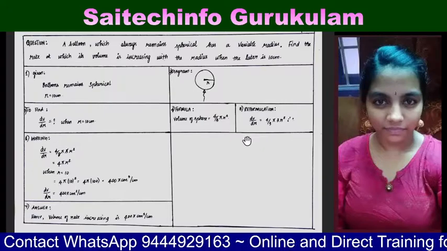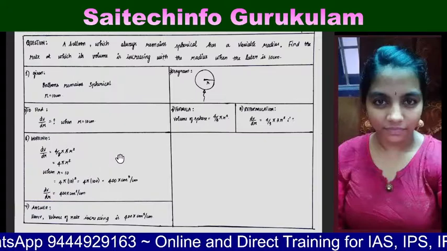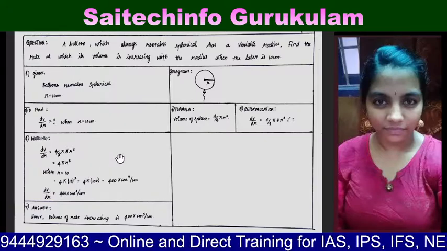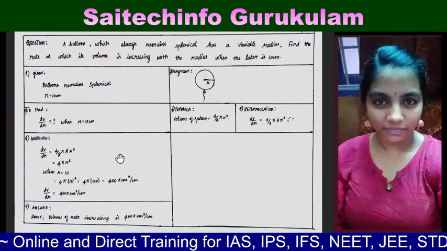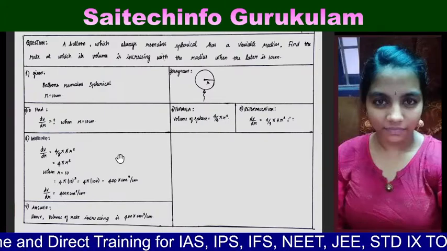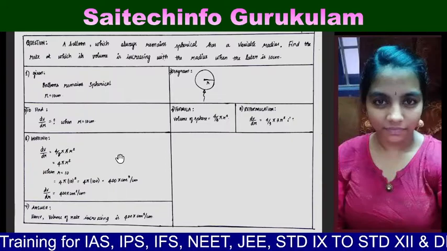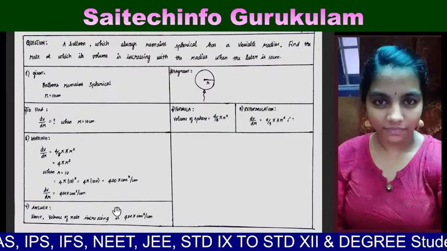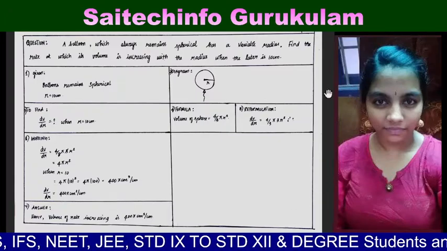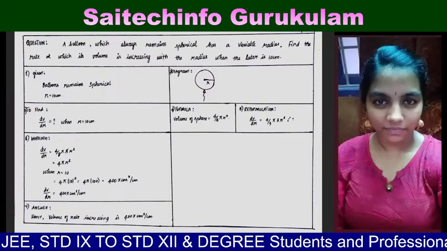When r is equal to 10, we know the value of the radius, so I am substituting 10 in the place of r, so that we get 4 pi 10 the whole square. On further simplification we get 400 pi centimeter cube per centimeter. So dV by dr is equal to 400 pi centimeter cube per centimeter. Hence the rate of increase of volume is 400 pi centimeter cube per centimeter.